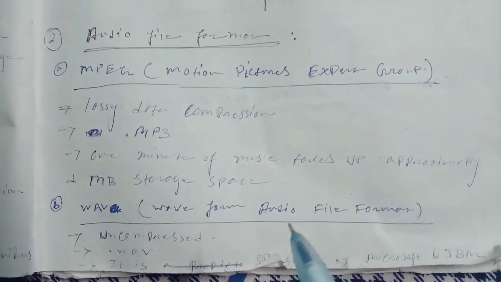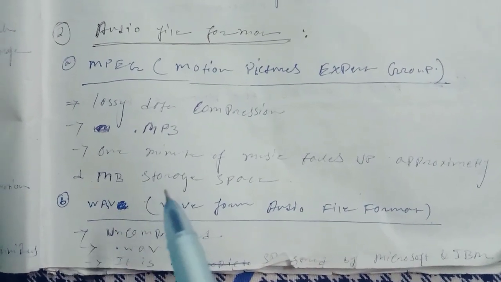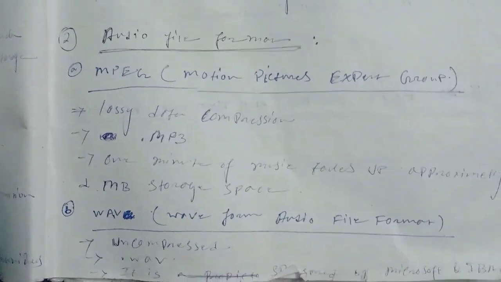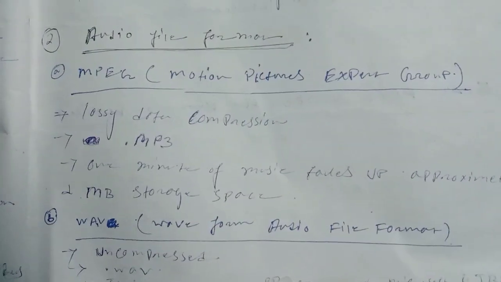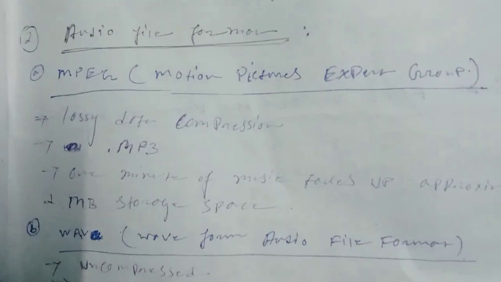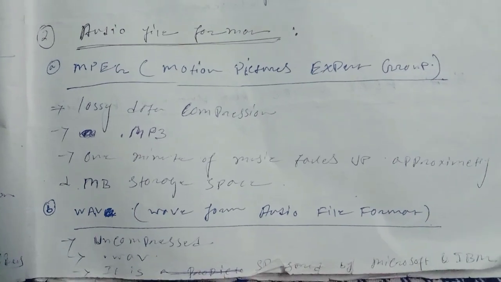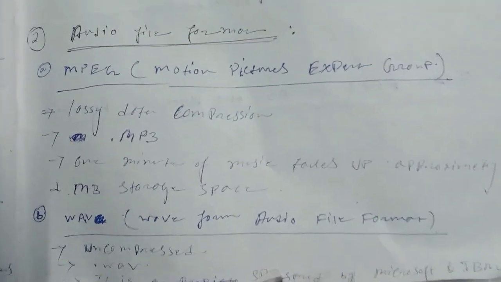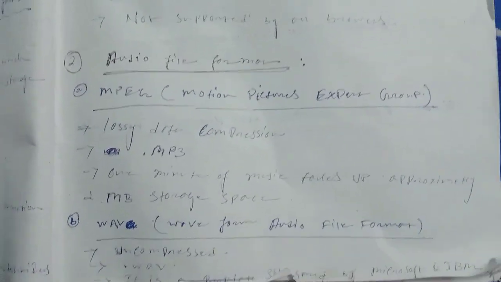So 1 minute of music takes up approximately 1 MB storage space. This is a very relevant topic. If you are going to download a song of 3 minutes length, you will check in your storage device, it will take like 3 or 3.5 MB storage space in your device.